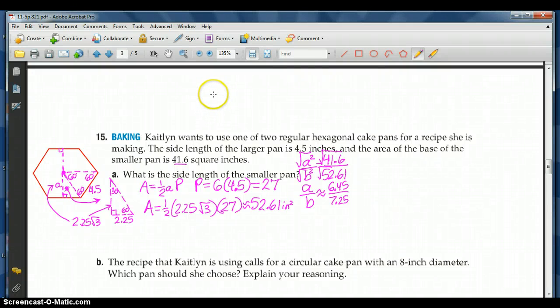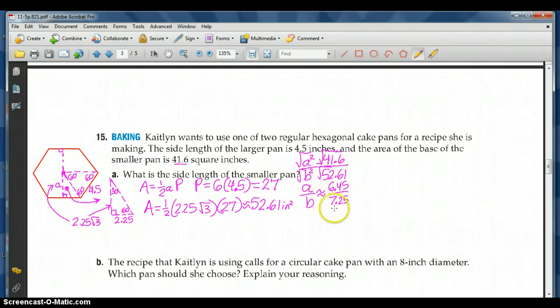Okay, continuing on with section 11.5, areas of similar figures, starting on page 821. We're now on number 15, picking up where we left off in the last video. The place where we left off is that we had just found the scale factor of the smaller pan to the larger pan, which is 6.45 to 7.25. Now we're going to use this scale factor to find a missing length.